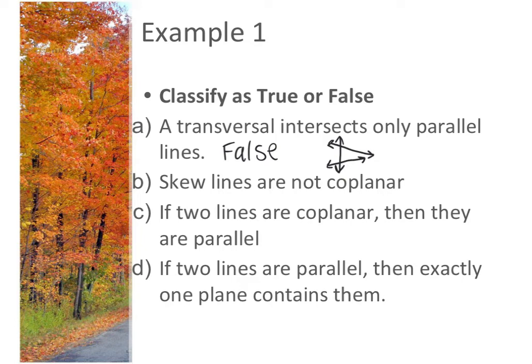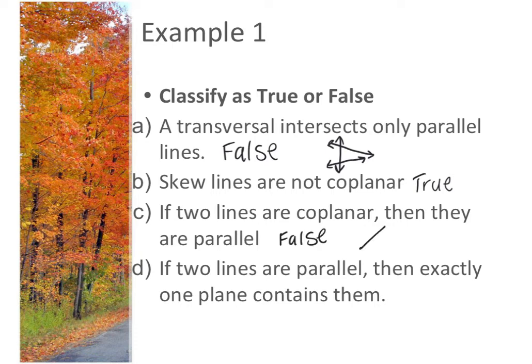Skew lines are not coplanar. That is true. That's part of the definition. Okay? If lines are on the same plane or coplanar and they don't intersect, they are parallel. Skew is that they don't intersect, but they are not on the same plane. Okay? If two lines are coplanar, then they are parallel. That is false.